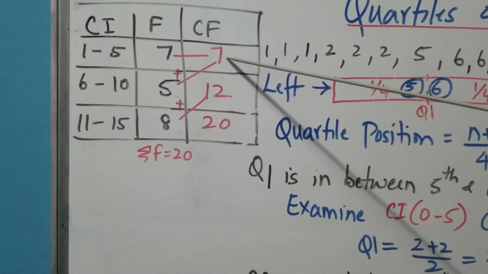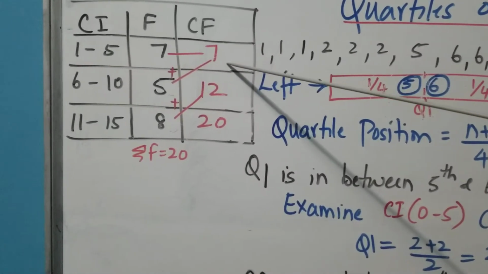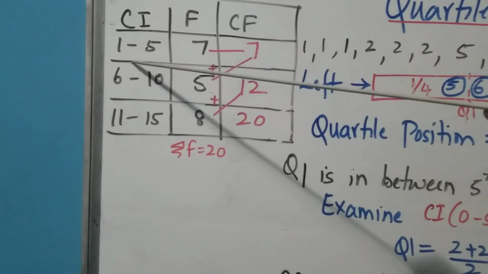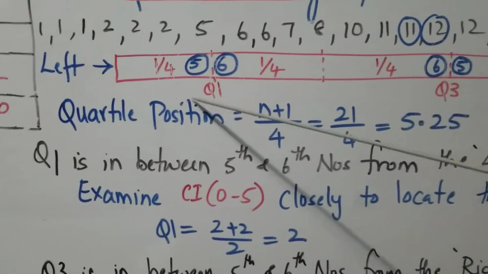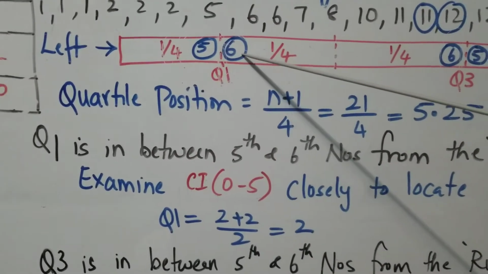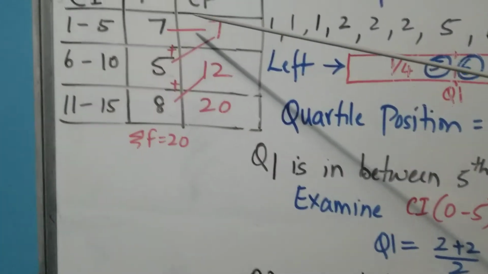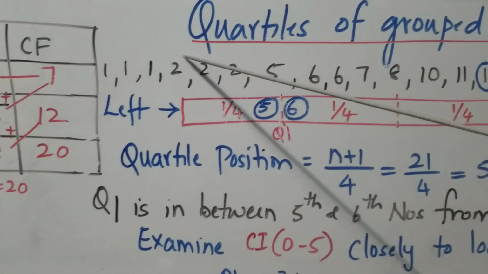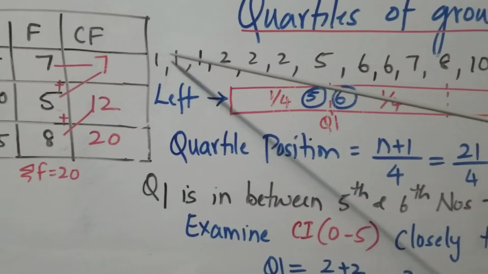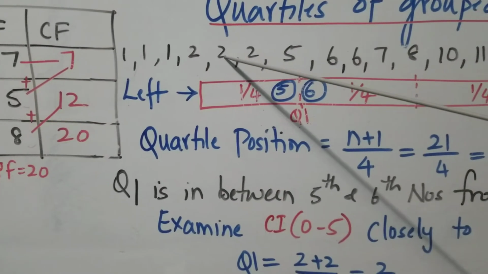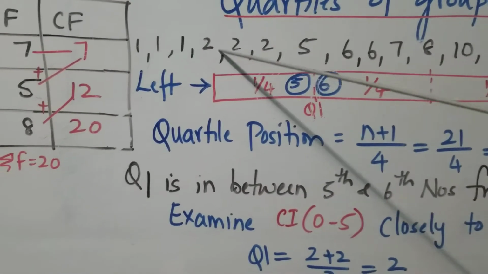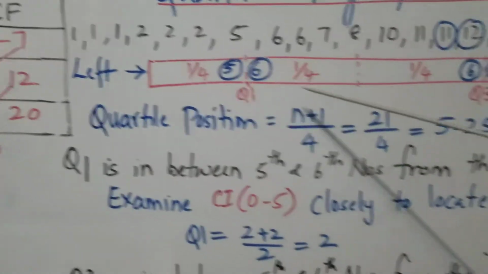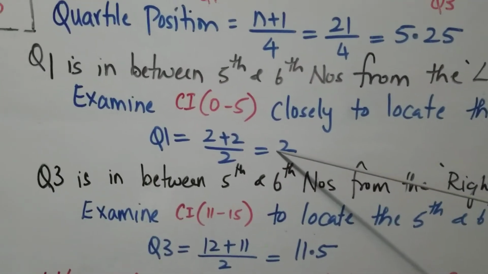Now, if I know the cumulative frequency is 7, this tells me that the first 7 numbers are between 1 and 5. And my quartile Q1 lies between the 5th and 6th. So the 5th number and 6th number must belong to this class interval. So we examine this class interval closely: 1, 2, 3, 4, 5, and 6. Both the 5th and the 6th numbers are 5 and 5.